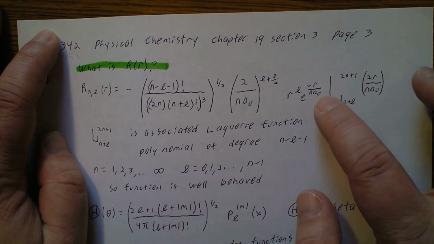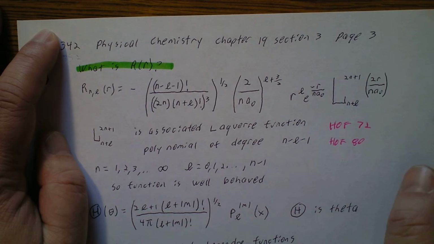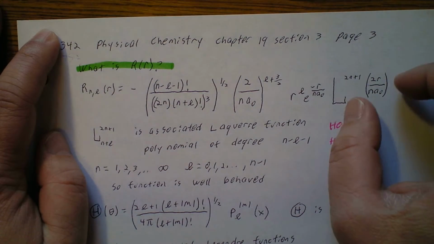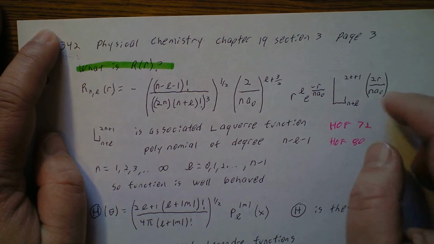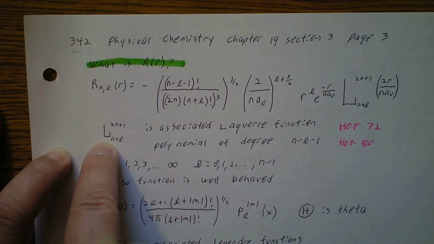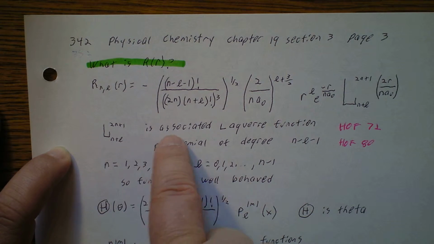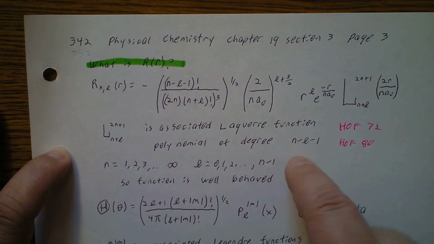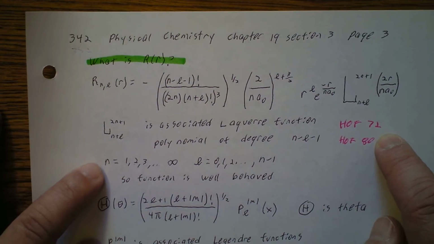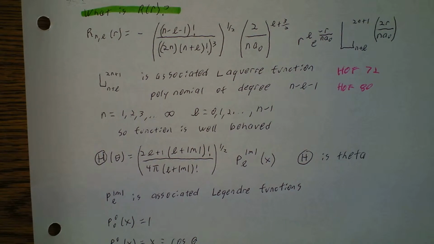Times e to the minus r over n a0, times this Laguerre function from n plus l to 2n plus 1, parentheses 2r over n a0. So this whole thing here, the Laguerre function from n plus l to 2n plus 1, that's the associated Laguerre function, and it's a polynomial of degree n minus l minus 1. See handout figures 7.2 and 8.0. So we have n is equal to 1, 2, 3, 4, etc., all the way to infinity. And we have l is equal to 0, 1, 2, 3, etc., all the way to n minus 1. That makes the function well behaved.